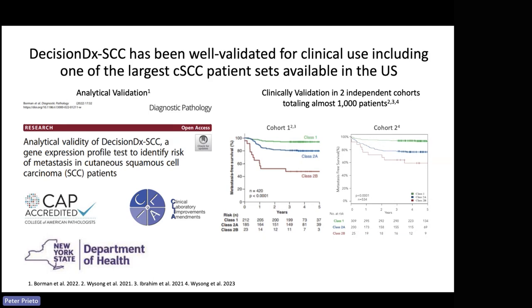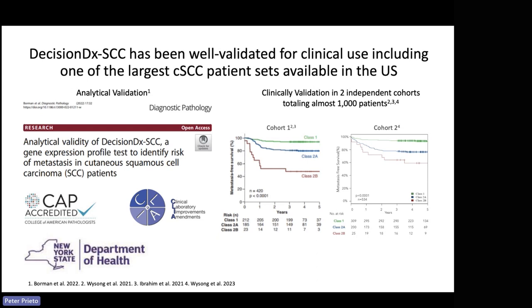Importantly, the validity data from Ibrahim et al. demonstrates that the 40 GEP class 2A and 2B results are independent of all other risk prediction systems used in current clinical practice. And the 40 GEP not only meets or actually exceeds the accuracy of other staging systems, but is an independent predictor of metastasis.